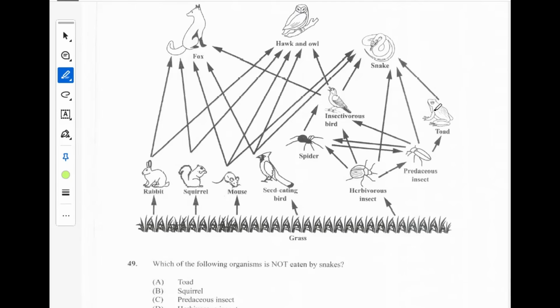So the toad, we see the toad has an arrow leading up. The squirrel, you find the squirrel and see if it has an arrow leading up. Not so far, to the snake. Predaceous insect, yes, has an arrow leading to the snake. Herbaceous insect, yes, has an arrow. So we know the one that is not eaten is the squirrel. So 49 is B.